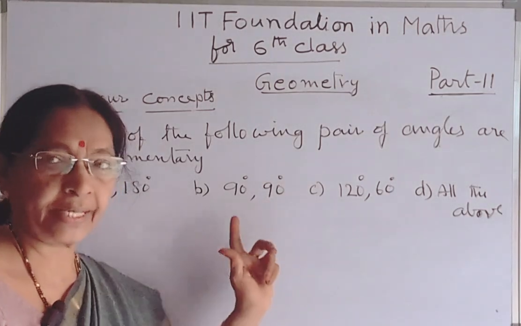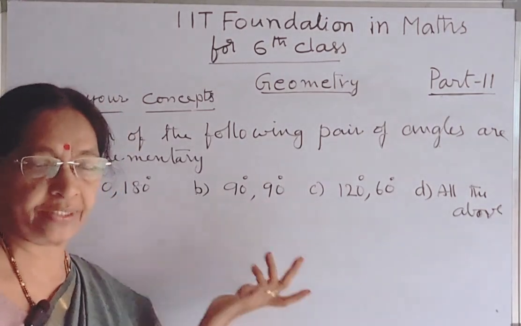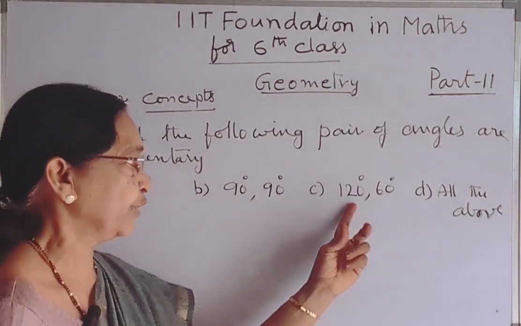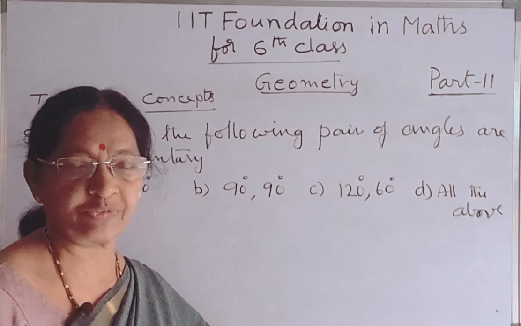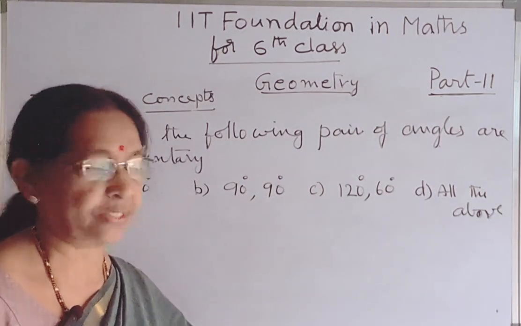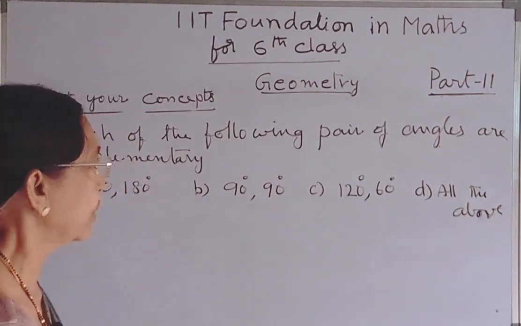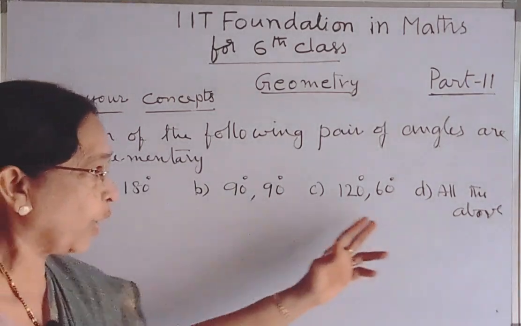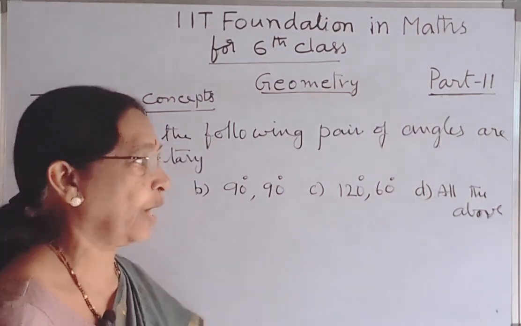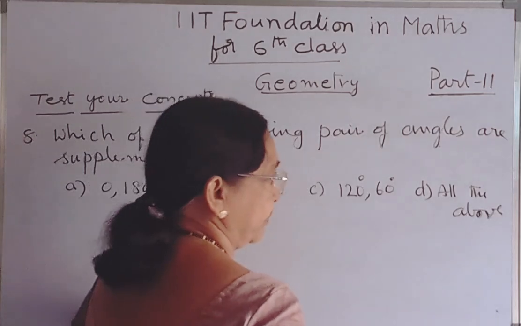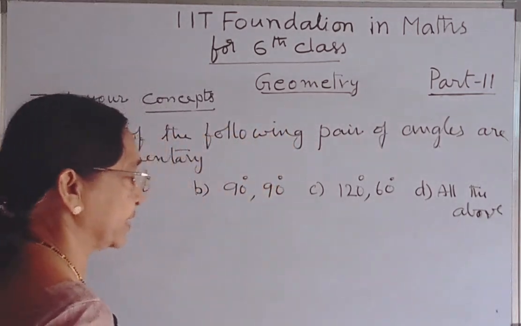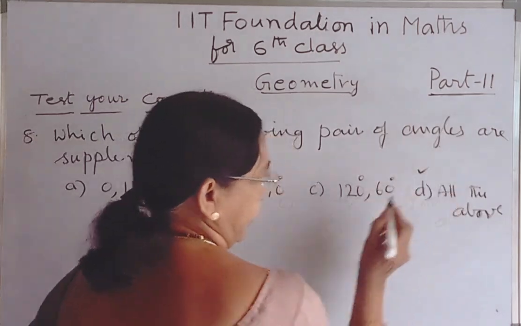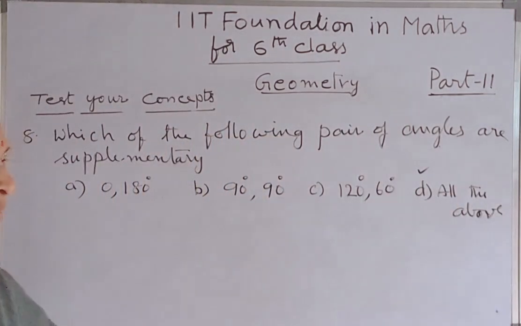90 and 90. 90 plus 90 is equal to 180. Therefore, this pair is also supplementary. 120 and 60. The sum is 180 degrees. Therefore, this pair of angles is also supplementary. So all the above is the correct answer, because options A, B and C are all correct.